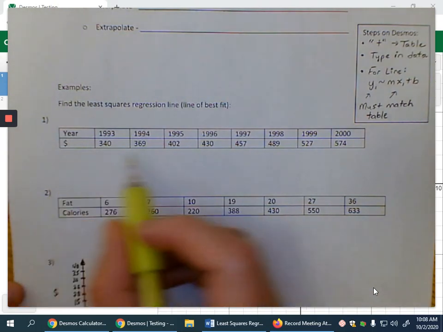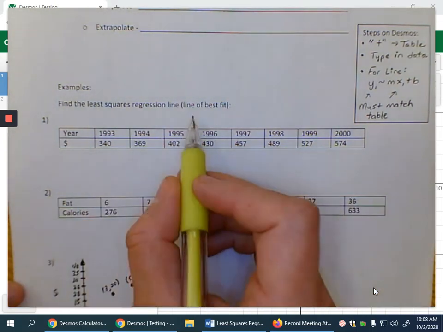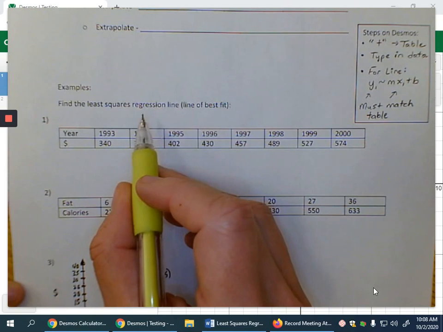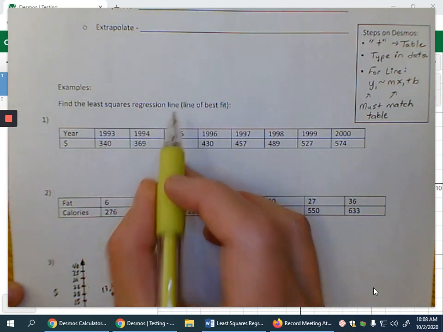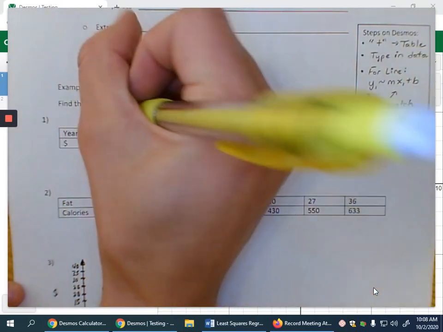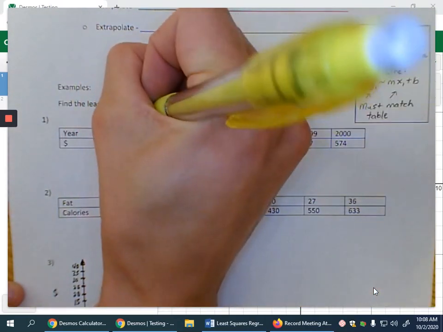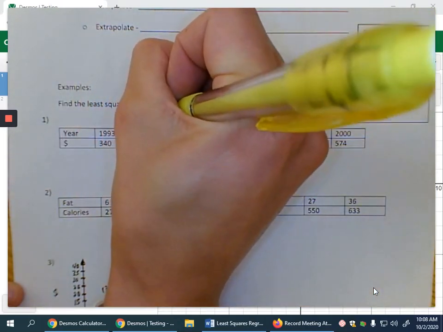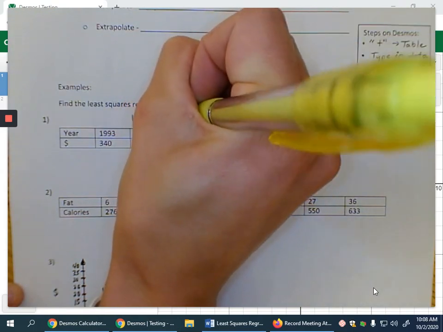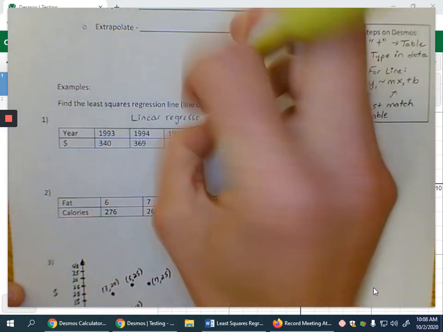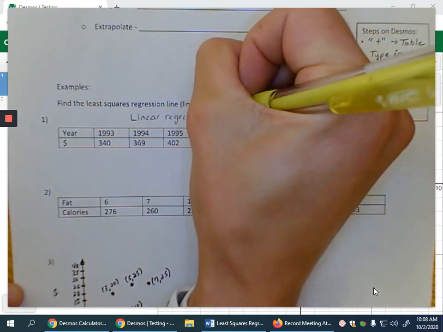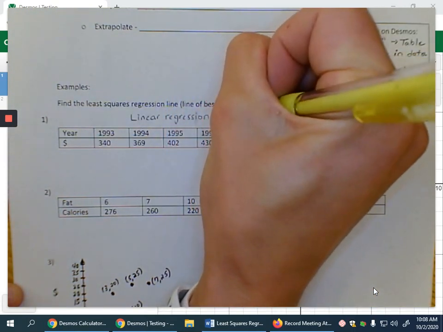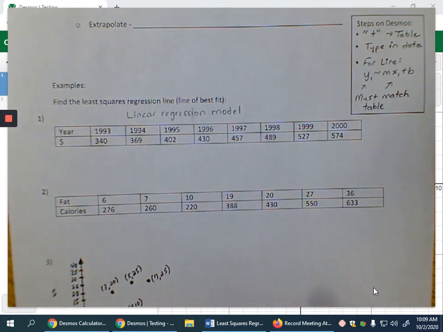Whenever you're given a set of data and they ask you to find the line of best fit, or they might ask you to find the least squares regression line, or the linear regression model, which is the same thing. I'll write this down as well so that you'll know the different ways they describe this line, but they're all the same thing, okay?